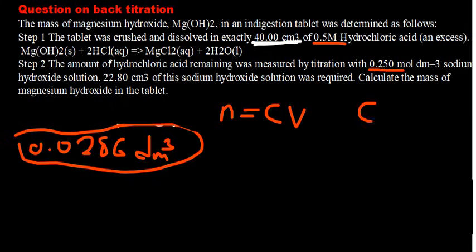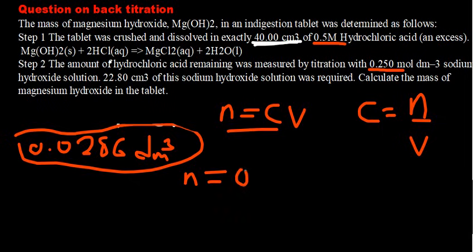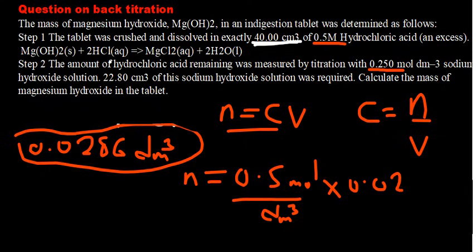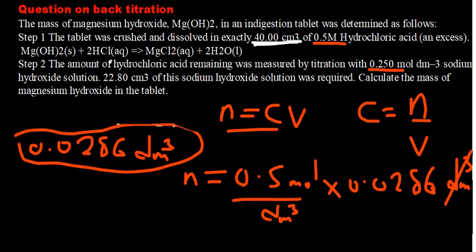Remember the formula that you are working with is this one. Concentration is equal to number of moles over volume. So if you make the number of moles the subject, you come up with this. Number of moles equals the concentration, which was already given as 0.5 moles per decimeter cubed, multiplied by the volume we've determined to be 0.0286 decimeter cubed. So the decimeter cubed will cancel out.